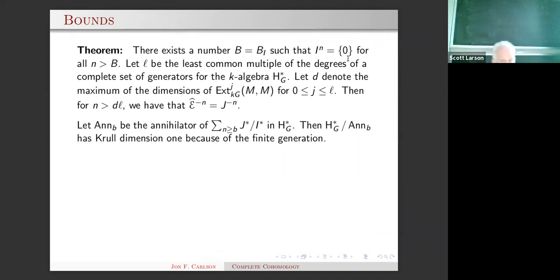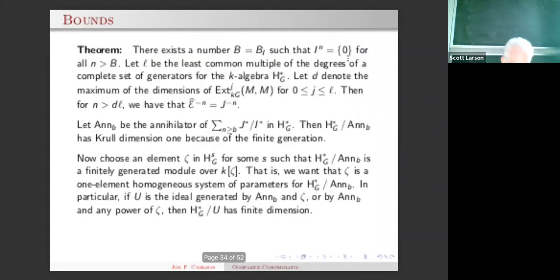All right. Now, suppose I let Ann_B be the annihilator of, take the set of all J mod I in H star G, and you look at H star G modulo the annihilator. This is the annihilator for the J algebra, or the part of the J ideal in degrees above some number B. Okay, and this has to have Krull dimension 1 because of finite generation again.